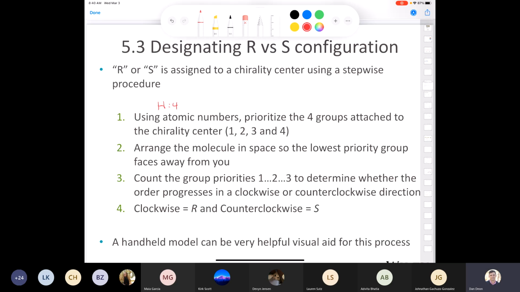Then what you do is you orient the molecule in space in a way so that the lowest priority group, which in this class oftentimes, not always, but probably 70 or 80% of the time, is going to be hydrogen, is facing away from you. So you put that at the back. And then you count the other groups around the chiral carbon in order, 1 to 2 to 3, and you determine whether you're going in a clockwise or counterclockwise direction. If you're going clockwise, the stereochemical configuration is R, and if you're going counterclockwise, the stereochemical configuration is S.